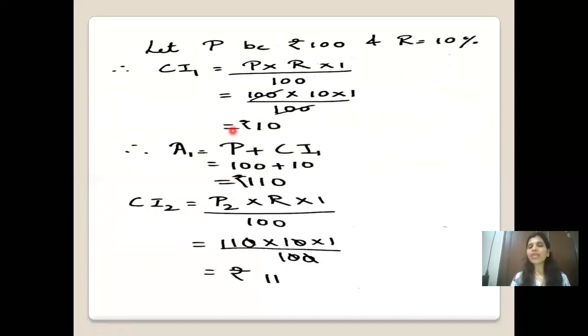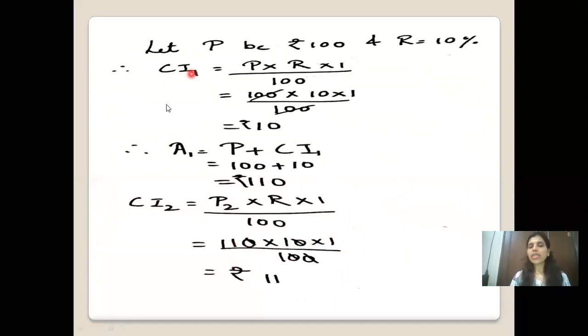So you have to find, with assuming principal as 100, the compound interest for the second year. So principal into R into 1 upon 100. So your P2 now in this case will be the amount 1. So that becomes the principal for the next year. So 110 into R into 1 upon 100. So 0 gets cancelled and you get 11 rupees.